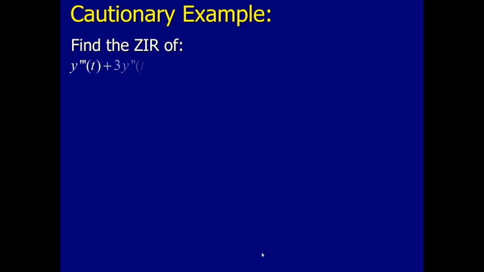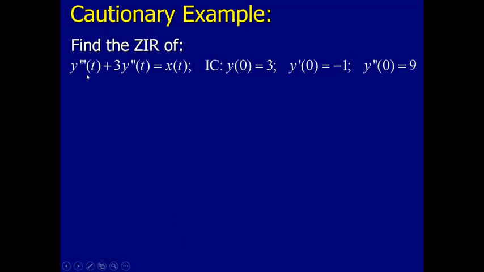Now let's relate this to system stability with a few cautionary examples. Here's a third-order system. The third derivative of y plus 3 times the second derivative of y equals x of t. And so I need 3 initial conditions to solve this particular single input case, and we have those here.